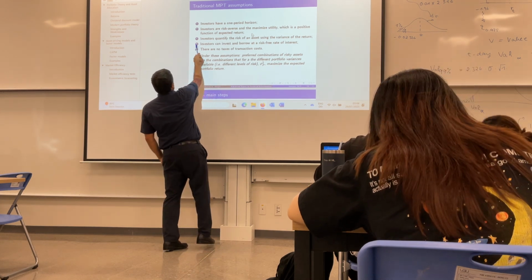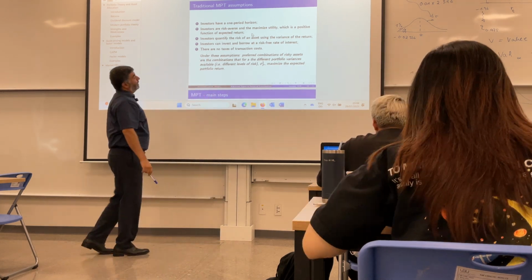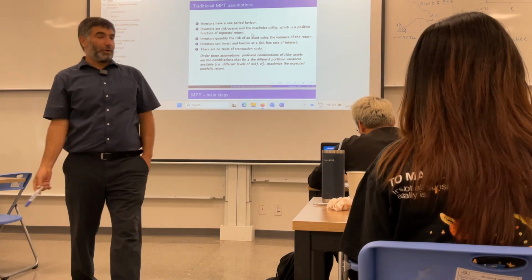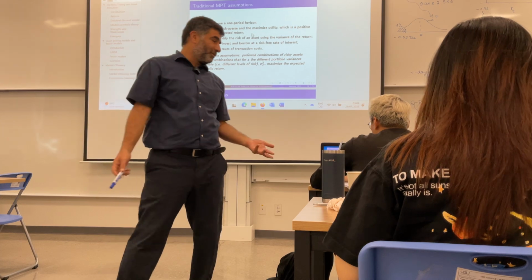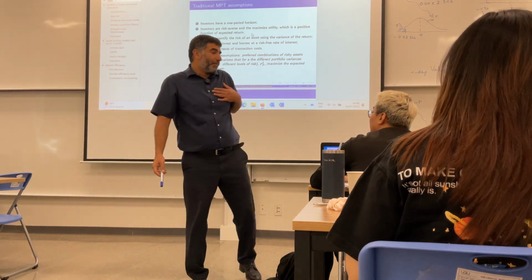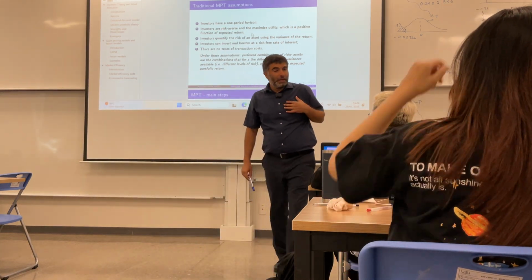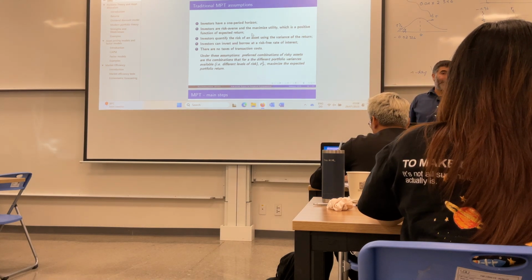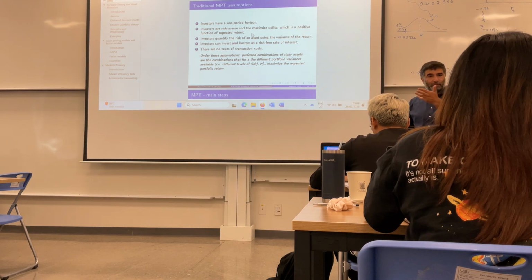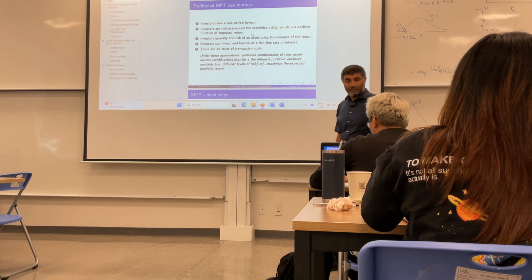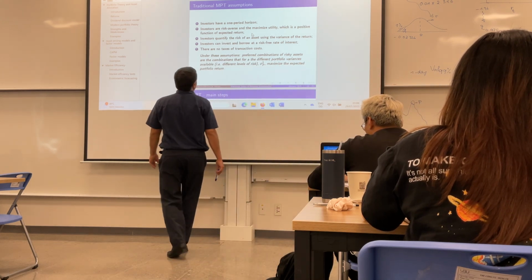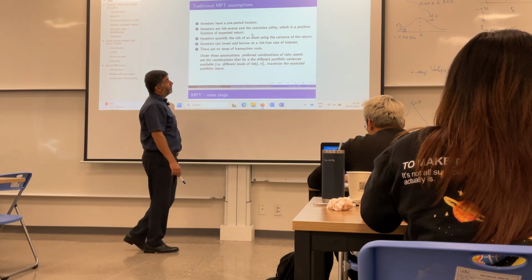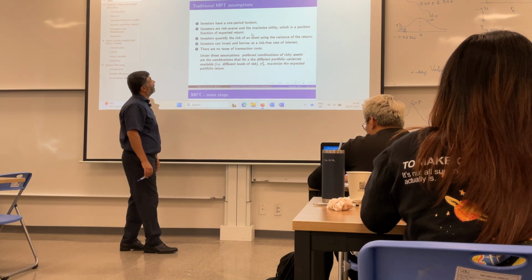The other assumption of the MPT is that investors have access to a risk-free rate. They can go buy bonds. Well, I would say in the US, you always have access to the secondary market, so you can always go and buy T-bills. That's not a problem. So you can invest and borrow at the risk-free rate.